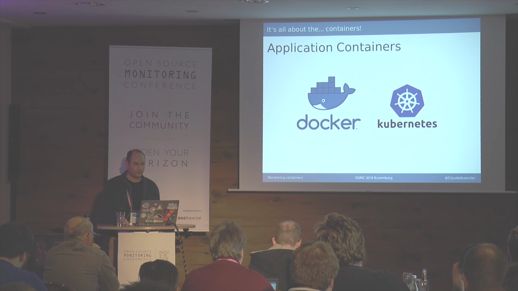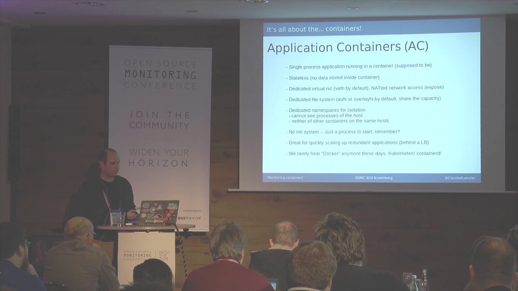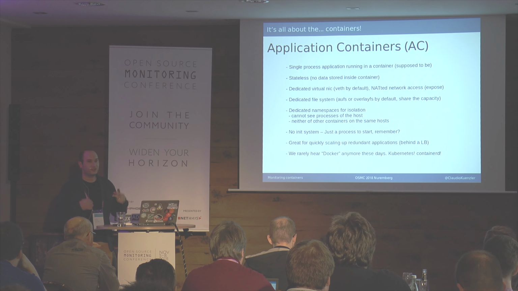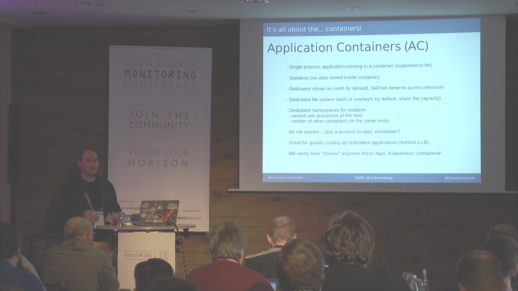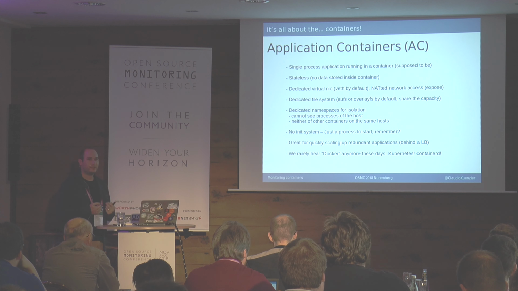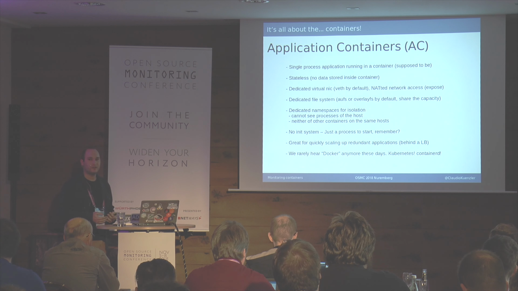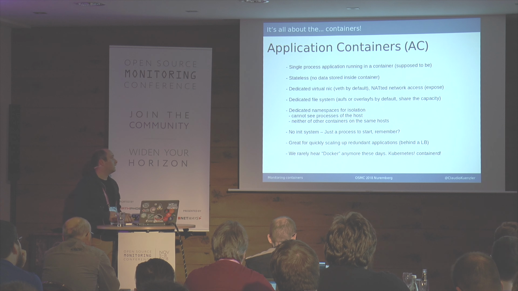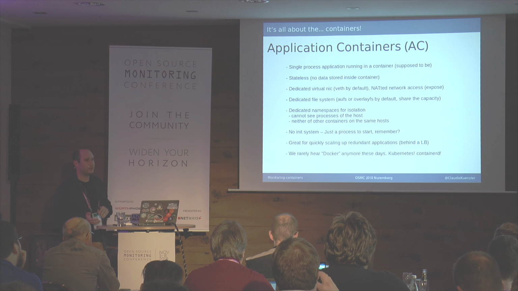So let's go to application containers. What an application container is actually supposed to be is just a single process running inside a container. So it's a single application, a single process started up inside a container. It's by default stateless. There is no data, or supposed to be no data, inside a container. You also have a dedicated virtual NIC as in LXC, also veth. And here is a difference, it's NATed. So there's iptables on the Docker host, which just forwards traffic to the container.